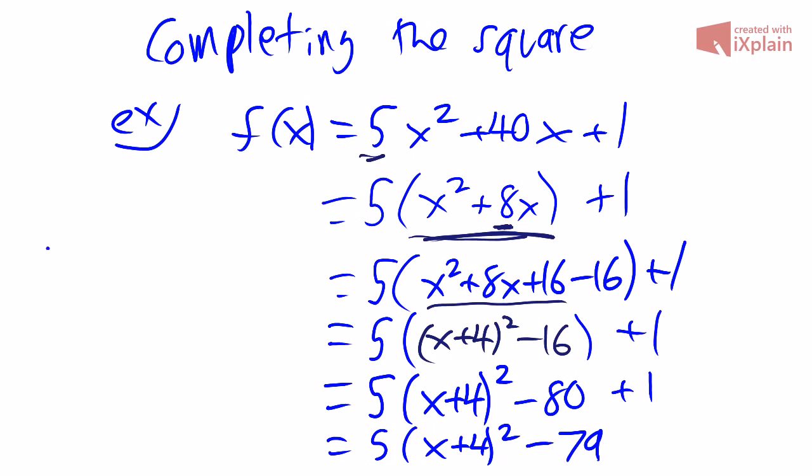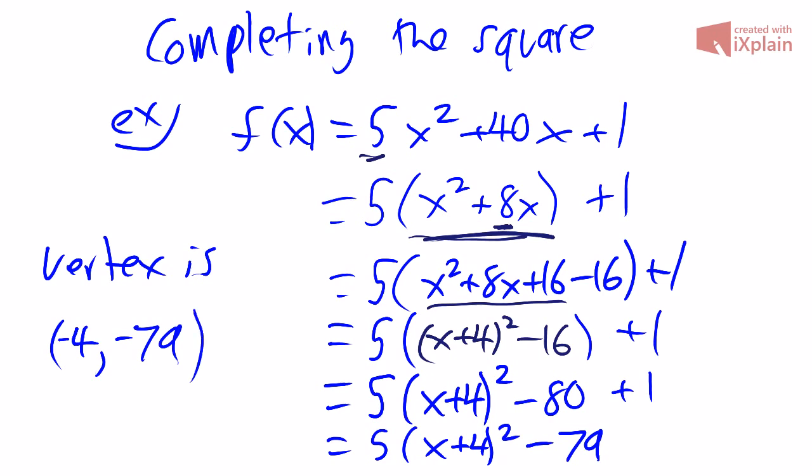So we conclude that our vertex is 4, comma, negative 79. Actually, it should be negative 4, right? Because we take the opposite sign for the h. And that's it.